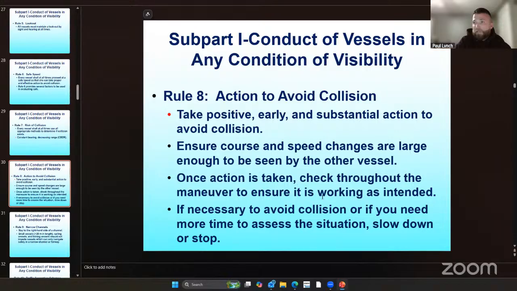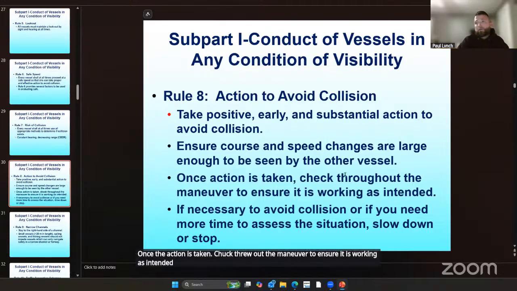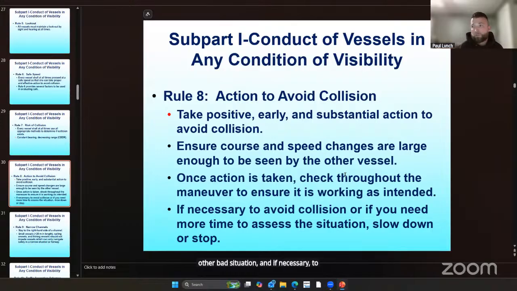Once the action is taken, check throughout the maneuver to ensure it is working as intended and to make sure you're not putting yourself into that other bad situation. And if necessary to avoid collision, you can slow down to assess the situation with more time, or come to a complete stop.